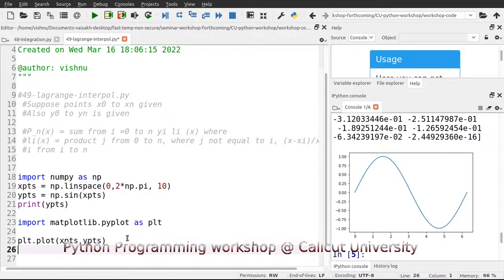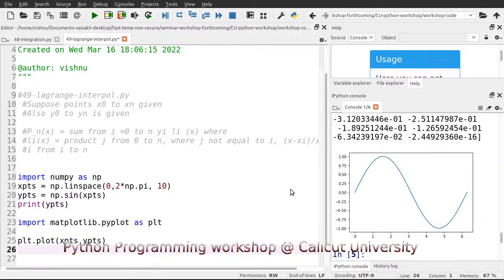Now we are going to construct P of x. We know that we need to construct Li of x. So how do we construct Li of x? That's the first question. We need to create all the Li of x polynomials, and after finding all of them, we need to find the sum of all the Li of x polynomials. That's what the technique is.